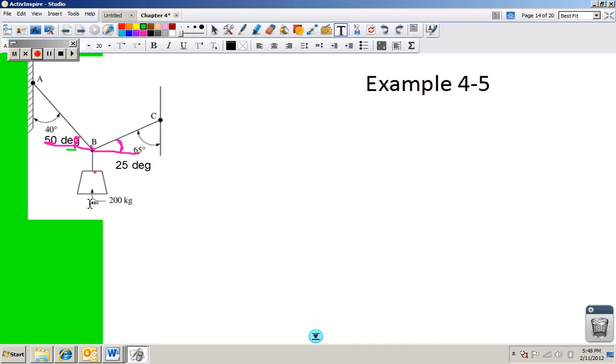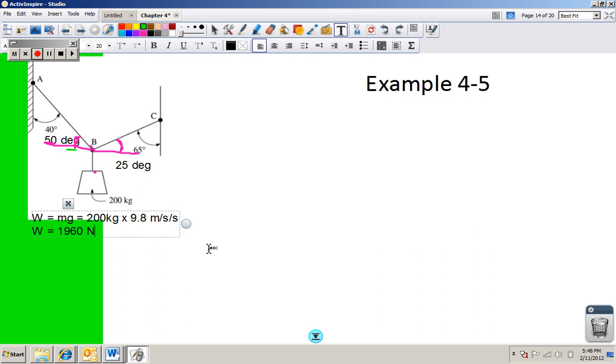The other thing is that it says that's a 200 kilogram mass. Okay, so we need to convert that to a force. So weight is equal to m times g, which is equal to 200 kilograms times 9.8 meters per second per second. So the weight is going to be equal to 1,960 newtons.